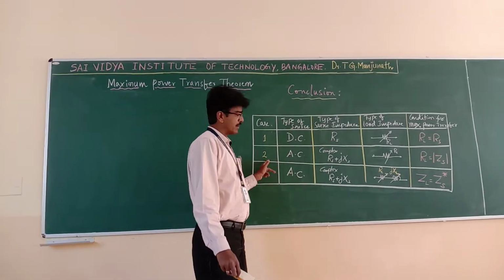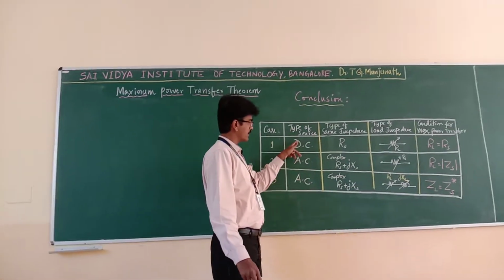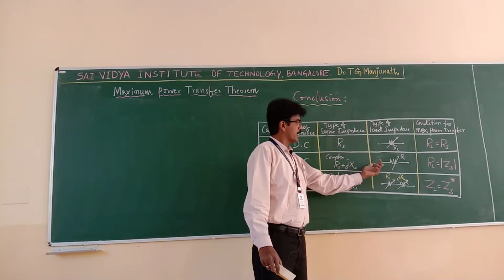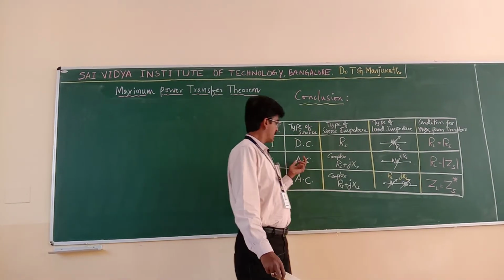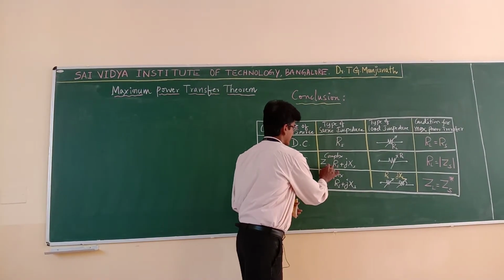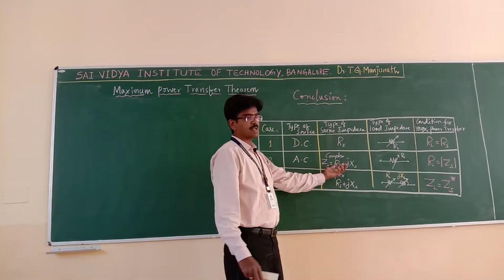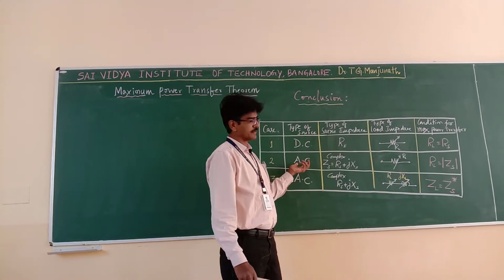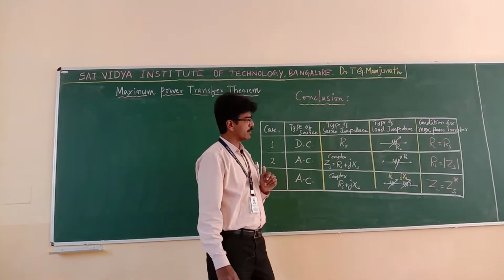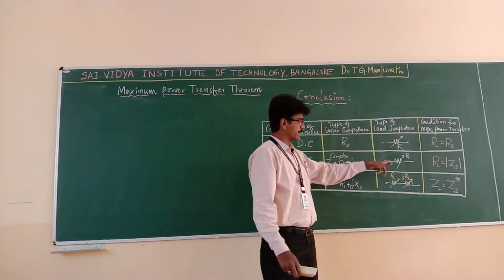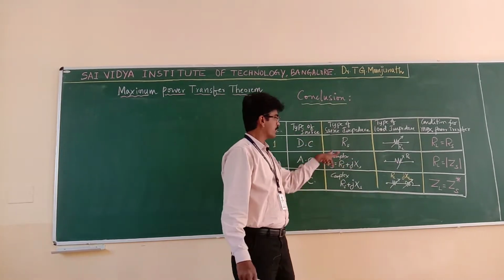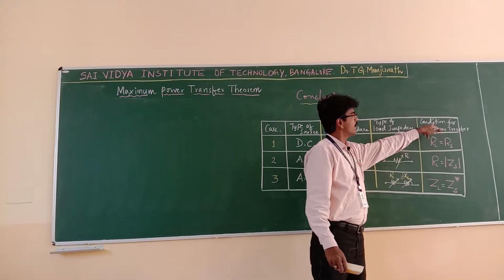Case 2, we considered an AC source, just changing the DC to an AC source and keeping the load the same. When you consider the AC source, we considered the source impedance as ZS, that is equal to RS plus jXS. Keeping the load the same, we derived the condition for maximum power transfer. In that case, the value of load resistance must be equal to the magnitude of source impedance for maximum power transfer.